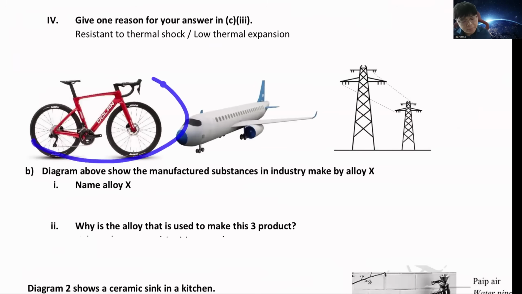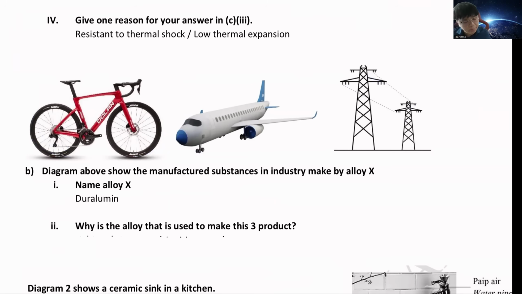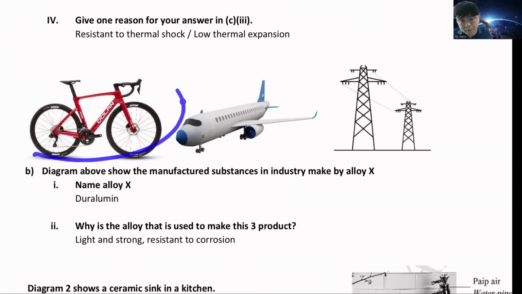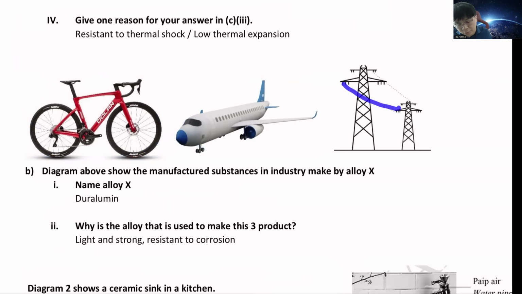Then this is a racing bicycle, an aeroplane, and the electric cable. You must use duralumin because they are very light and strong. All these things I need light. A racing bicycle being very light means I can go at a faster speed, same for the aeroplane. And this one, because the cable is very long, like 2-3 km, if you use a normal alloy, it's very heavy. Duralumin is much lighter though.